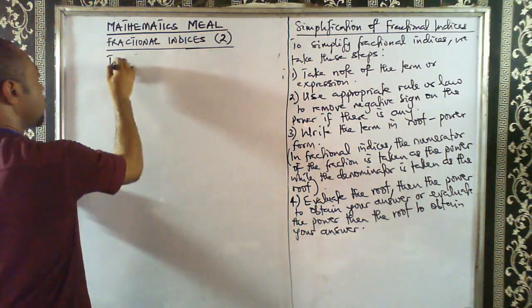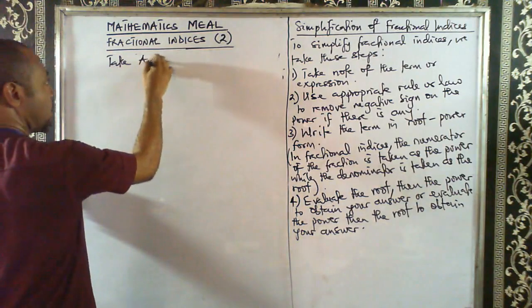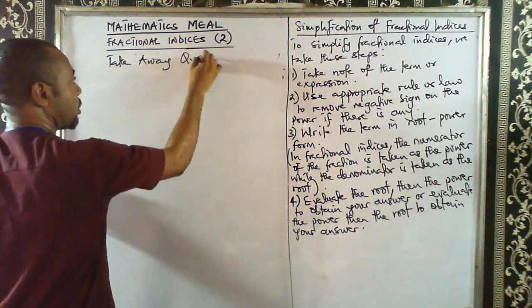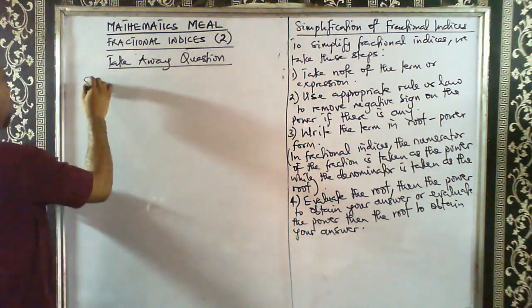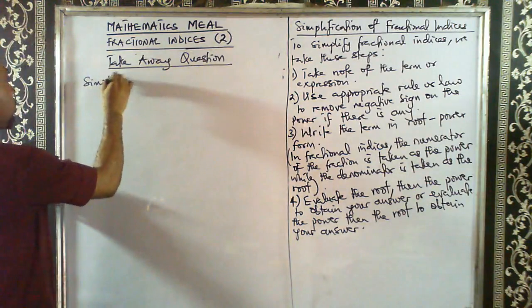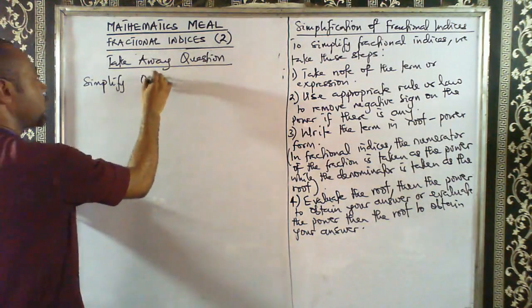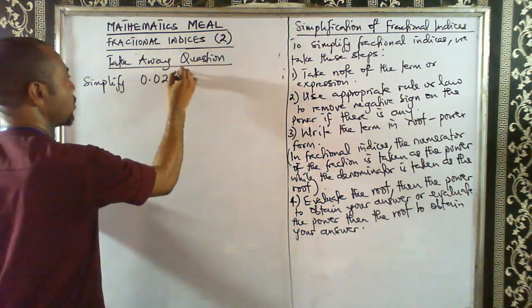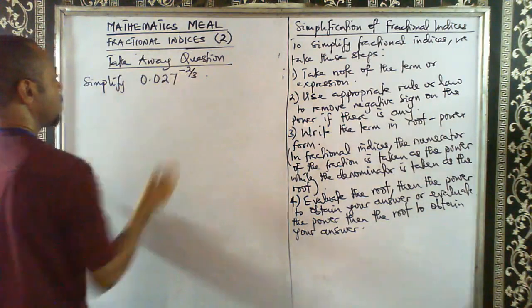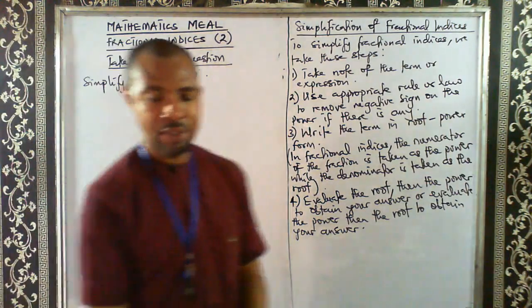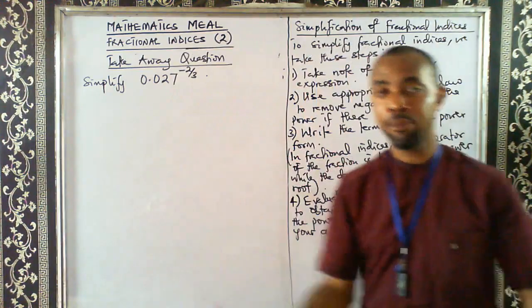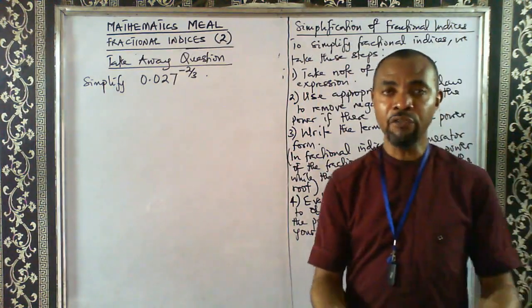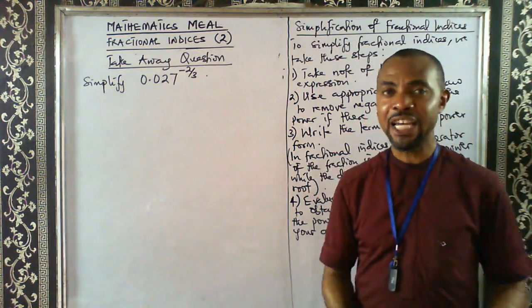So we have takeaway question. One simple question like that. So simplify 0.027 raised to power minus 2 over 3. So simplify this. Very simple. You know, we have not really started the main questions on indices. These are the preliminaries. It's just to lay foundation before we now begin to scale it up.